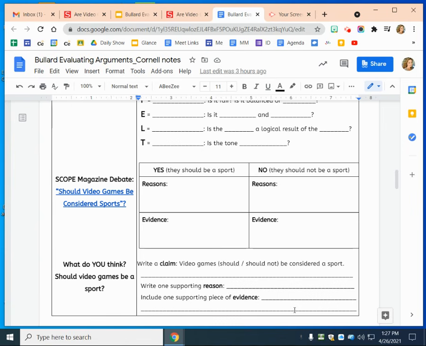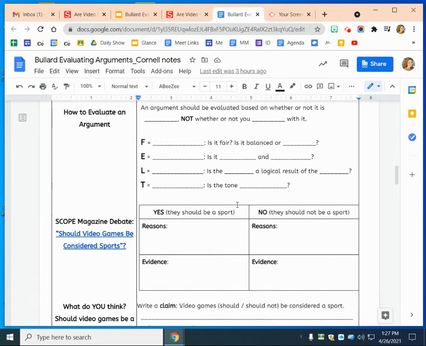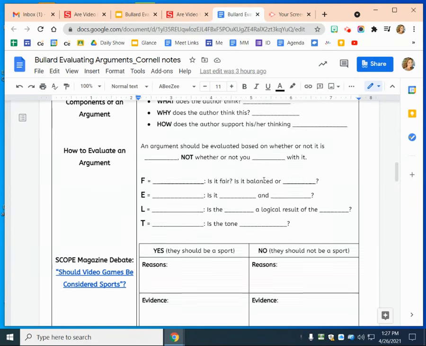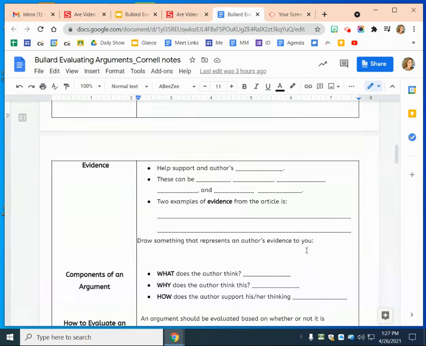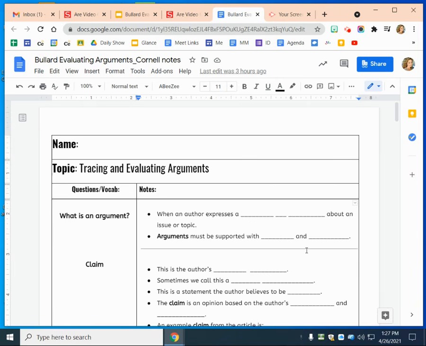So you will end up having traced the argument, and you will end up kind of evaluating the argument when you go through the reasons and the evidence as well. So when you're done with that, you're going to turn that in digitally if you're working from home. If you're in the classroom, you're going to raise your hand or hand it to Mrs. Bullard. That's me. And I will check you off for your classwork assignment today. Good job.